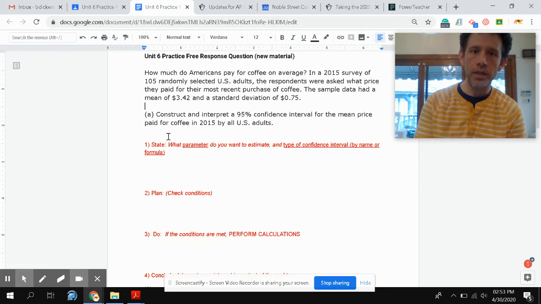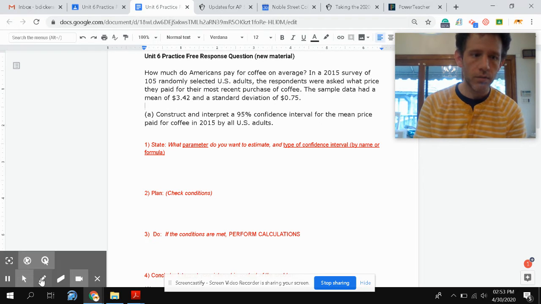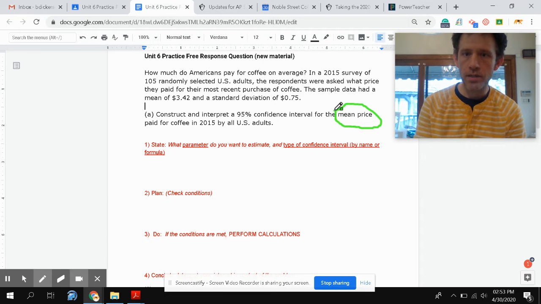Well, when I read it, it's asking for a 95% confidence interval. That's not different. But here, if you look at it, we're dealing with a mean price, right? How do I know it's not a proportion? Well, it says mean instead of proportion. We also are given a statistic here, the sample mean, and the sample standard deviation.